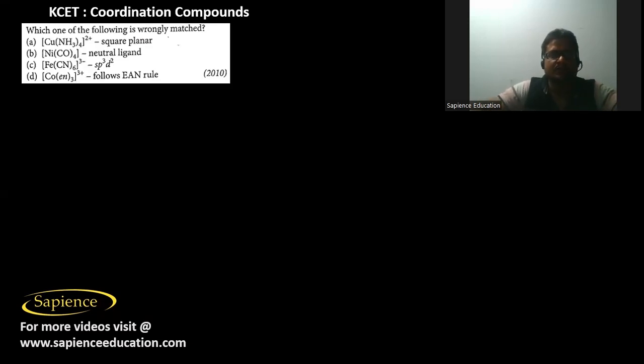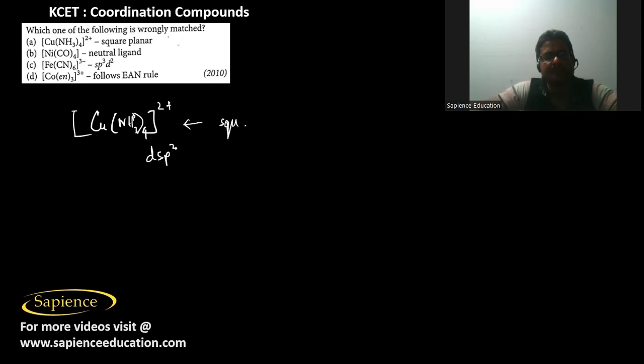Then it is told which of the following is wrongly matched. So here [Cu(NH3)4]2+ has square planar shape, since it is dsp2 hybridization. It is square planar. And Ni(CO)4: here, as we know, CO is a neutral ligand.